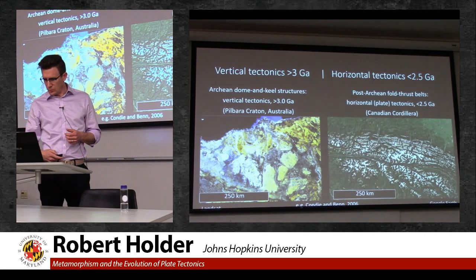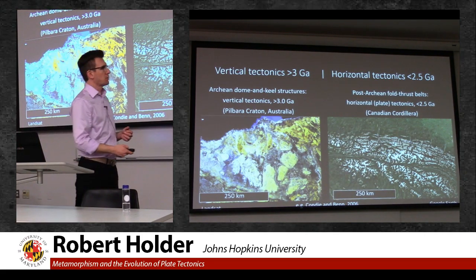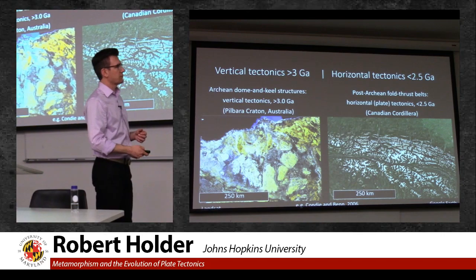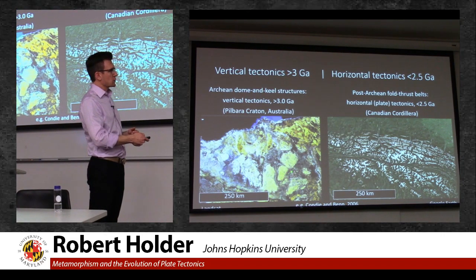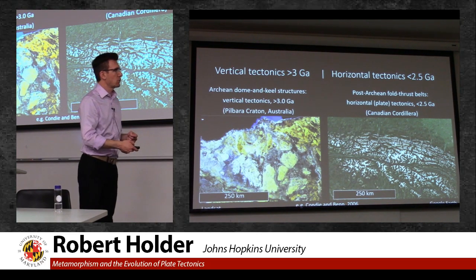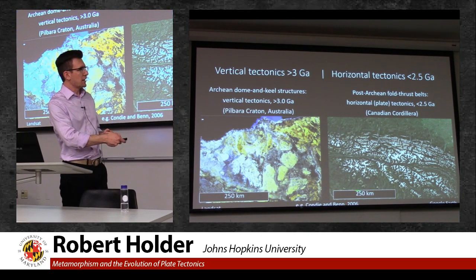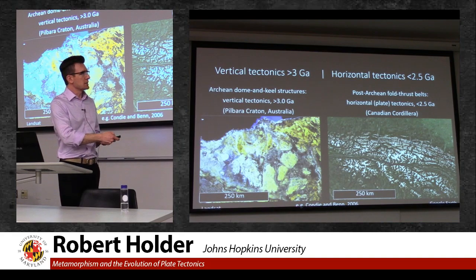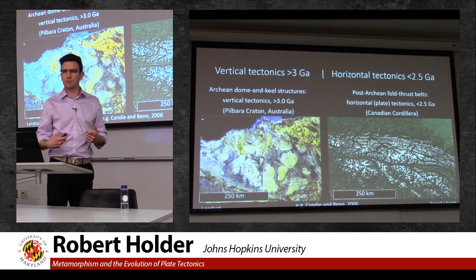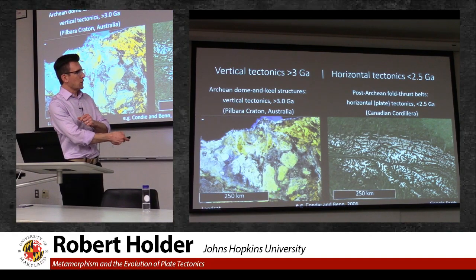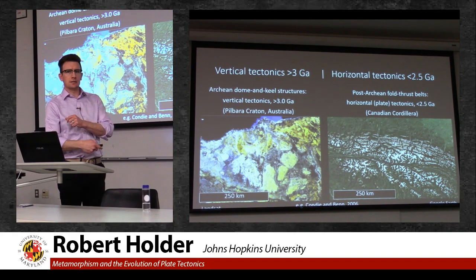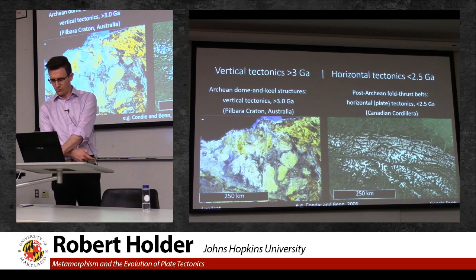And then when we go to terrains, to places on Earth where the rocks are younger than 2.5 billion years ago, that patchwork structural style changes to a regional linear structural style, such as seen here in this fold and thrust belt from the Canadian Cordillera. And you can see the scales on these are about the same. And the argument is that this type of horizontal translation of material is indicative of plate tectonics, whereas this type of blob-like structural style is indicative of some other tectonic mode.